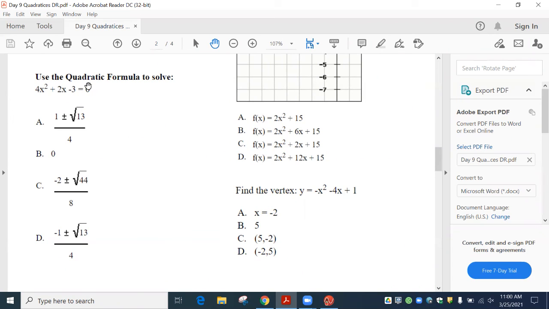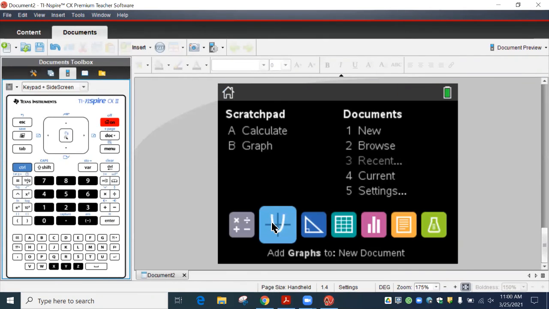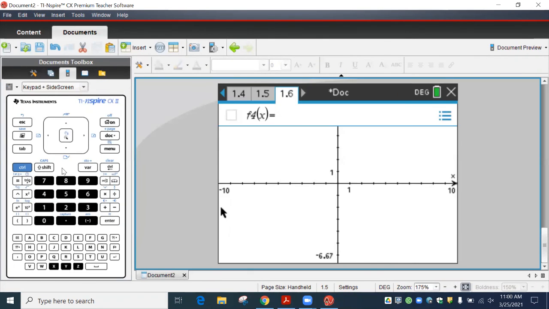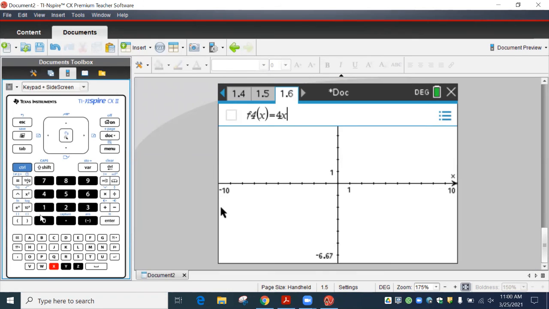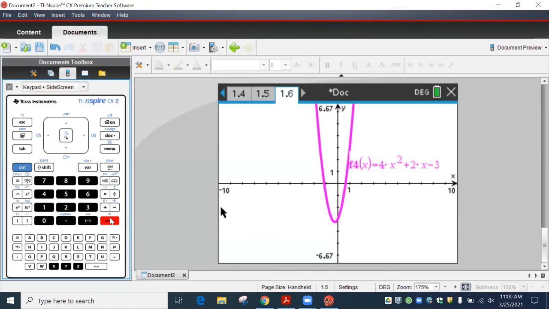All right. So first off, we have to type this in. Do the same thing you would normally do with equals 0. We're going to plug it in, and we're going to find where it crosses the x-axis. All right, so we're going to type in 4x squared plus 2x minus 3 and hit enter.